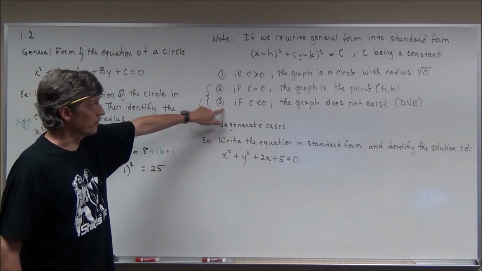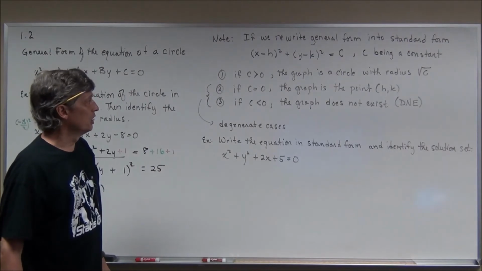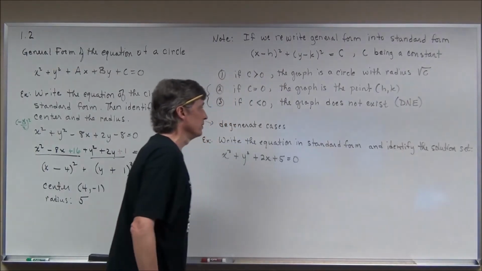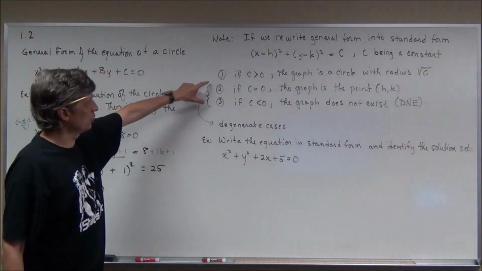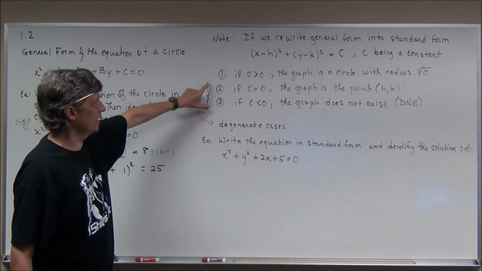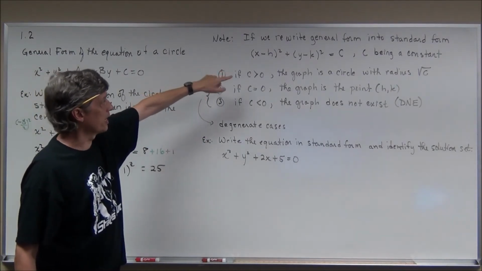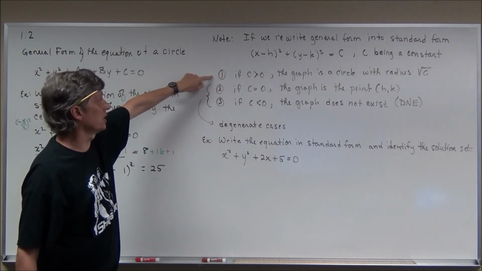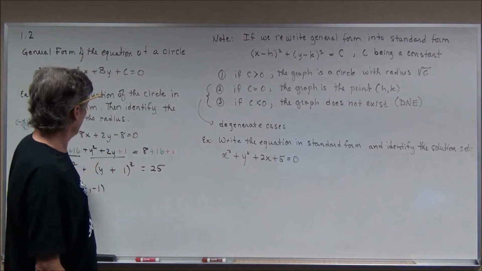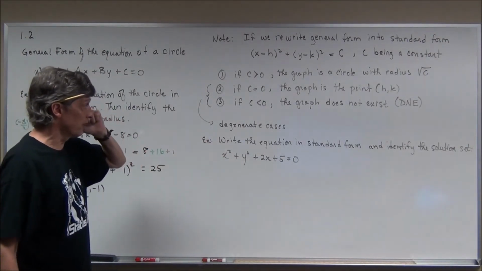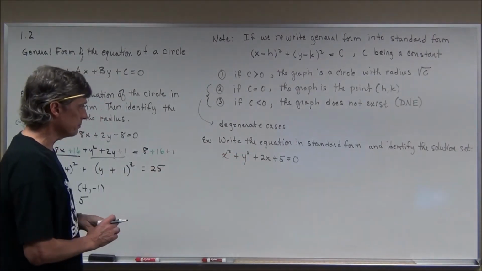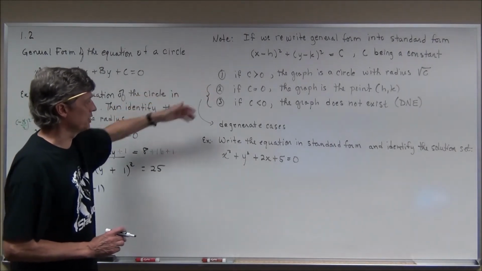But if c is negative, well, you can't have a negative radius, so we say that the graph does not exist. I don't mind if you write down capital D, capital N, capital E. These last 2 special cases are referred to as the degenerate cases, because you don't get a pure conic section, in this case, a pure circle. So what I want to do here is see what happens if I go through these steps of completing the square and rewrite this into standard form or center radius form, and then see which one of these 3 cases occurs.